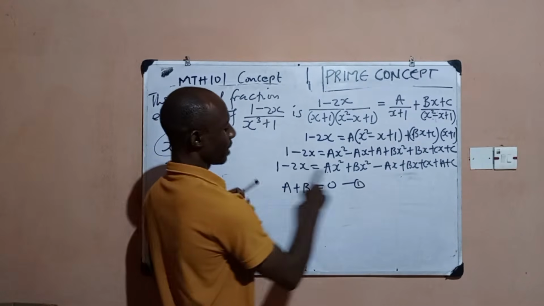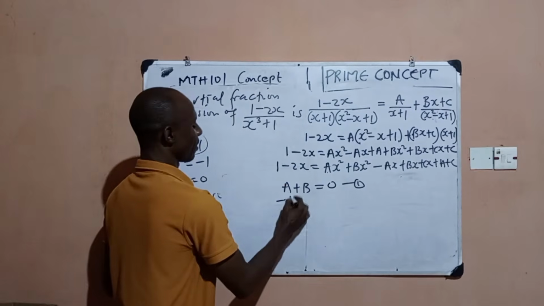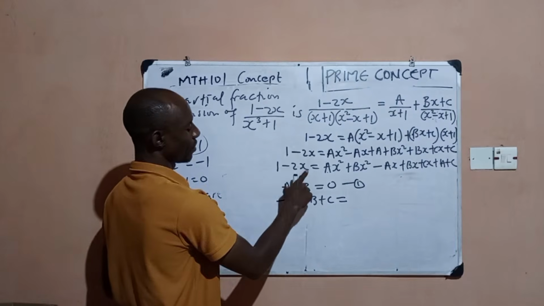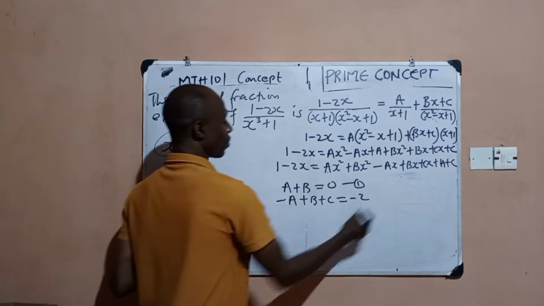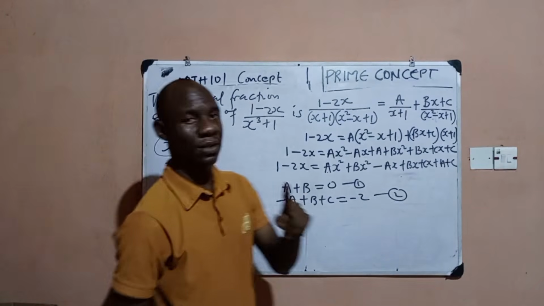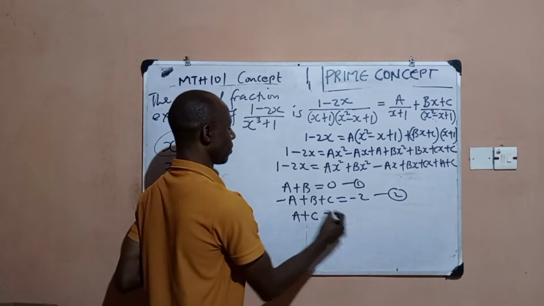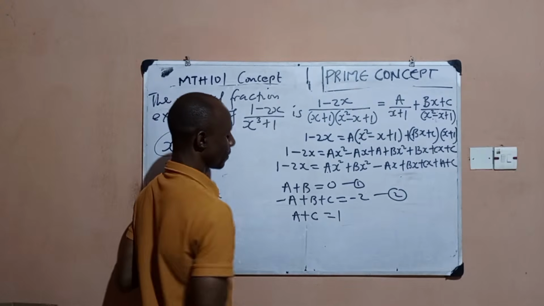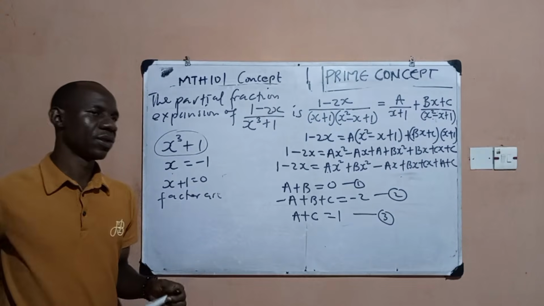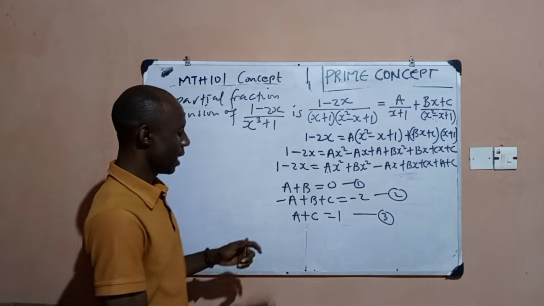Again, I will look for the part with x, which is minus a plus b plus c. I will equate it to the part with x. What is the coefficient of x here? Minus 2. I'm equating it to minus 2. So this is equation 2. Then the constant part, the part without x, which is a plus c. So a plus c is equal to the constant part here, which is 1. So this is equation 3. So I can solve these 3 equations simultaneously to get the values of a, b, and c.